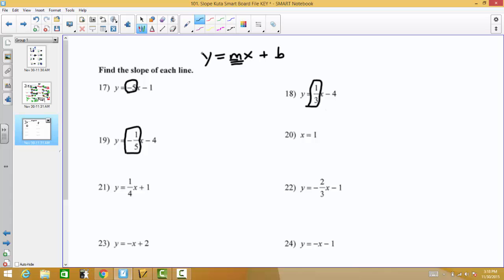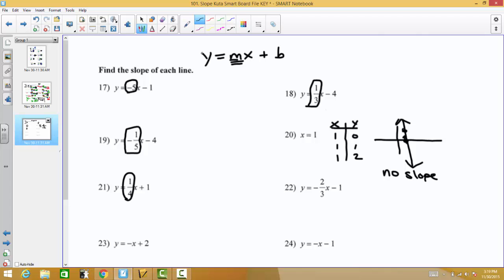These are your answers. Ooh, x equals 1. So what that means is that x is always 1. Y can be anything. 0, 1, 2, doesn't matter. If you look at a graph of that, over 1 up 0, over 1 up 1, over 1 up 2, it's another vertical line. So this is a no slope. Slope does not exist.